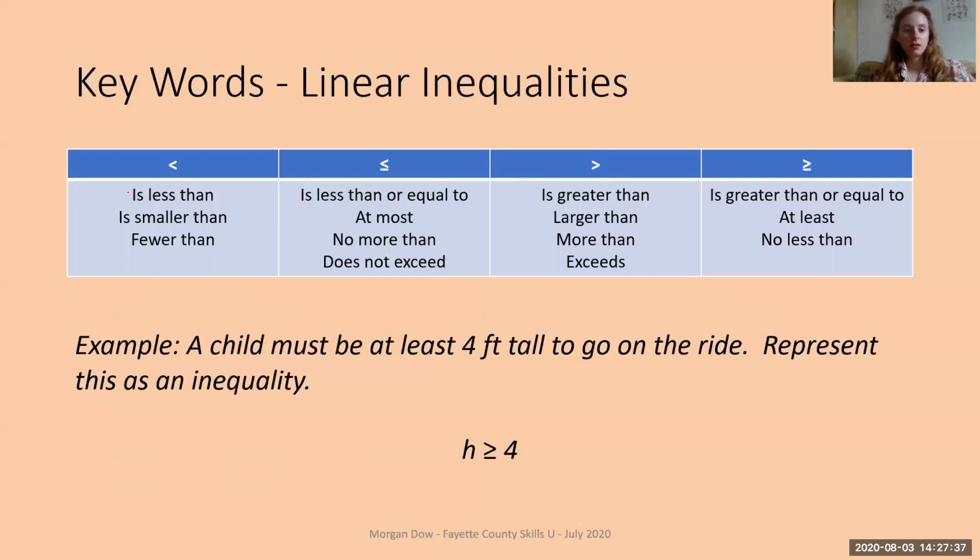So we already talked about the top ones in each of these lists, but I've got a couple more examples in each category. So for the less than symbol, you could also say smaller than or fewer than. For less than or equal to, you could say at most, no more than, does not exceed. For the greater than symbol, you could also say larger than, more than, or exceeds. And for is greater than or equal to, you could also say at least or no less than.